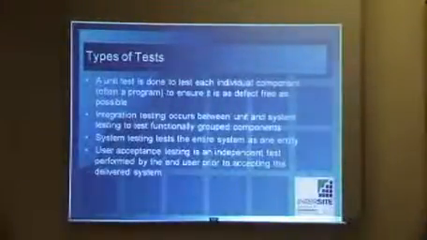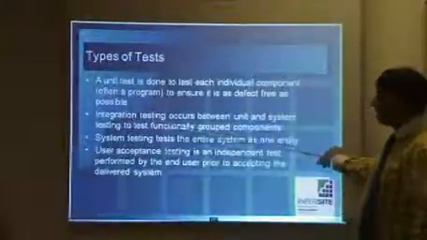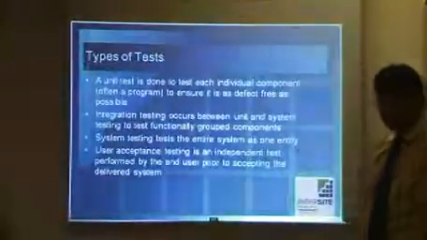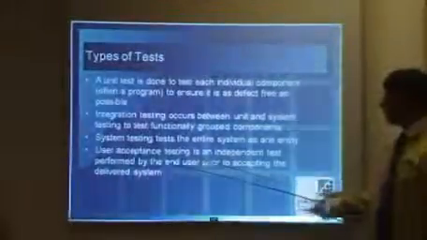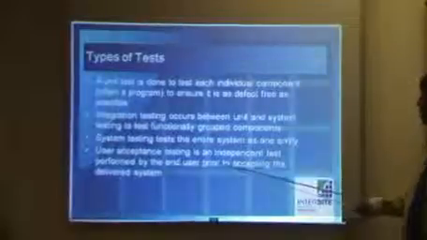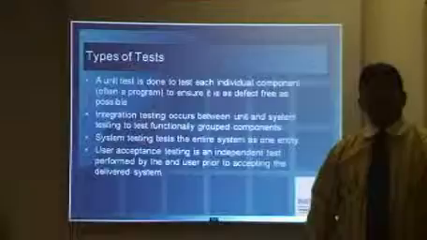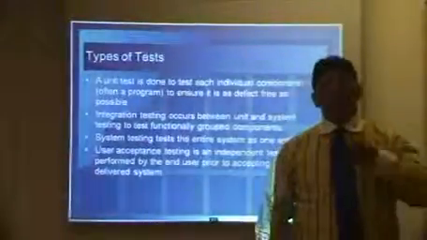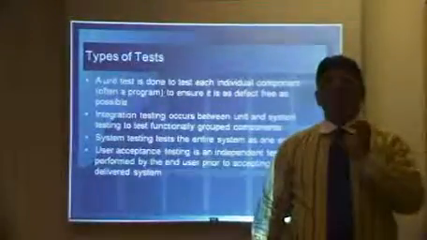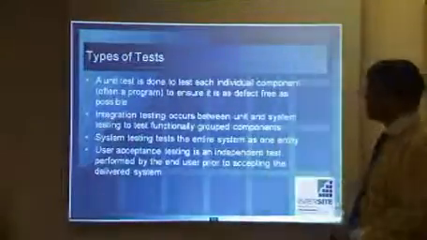Okay, types of tests, there are different types of tests. There's a unit test, integration test, system test, and user acceptance test. If I can just look at a very common one here, it is the user acceptance testing. It is an independent test performed by the end user prior to accepting the delivered system. You'll find that many customers want to be present when user acceptance testing is done, so that they can witness that they are happy with the performance of the system.